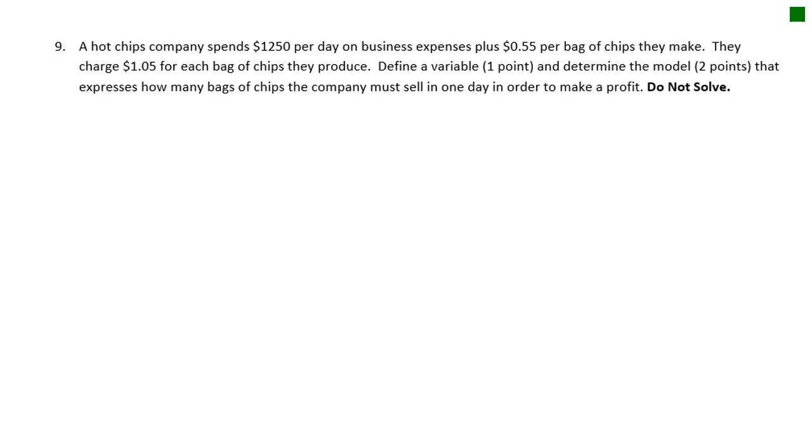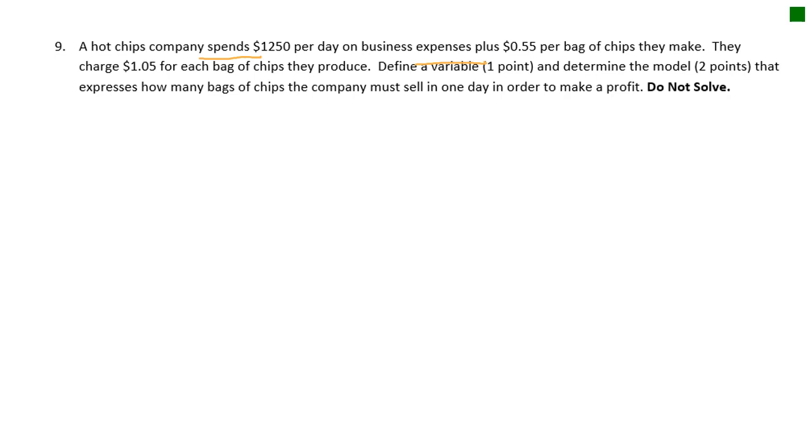And the last one. It says a hot chips company spends $1,250 per day on business expenses plus 55 cents per bag of chips they make. All right, notice they're spending on expenses. What do you do on expenses? You spend money. Okay? They charge $1.05 for each bag of chips they produce. It says define a variable and determine the model that expresses how many bags of chips the company must sell in one day in order to make a profit.